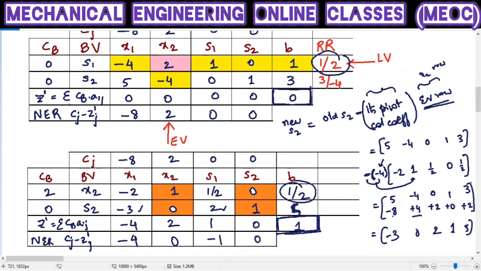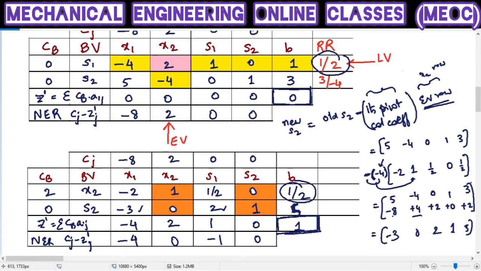So if you see, the net evaluation row always gives you a 0 value for the basic variables. Even in table 1, the basic variables were s1 and s2. So cj minus z will be zeros, because they are already contributing. So there is no further contribution. So here also, in the second table, x2 and s2 are the basic variables. So under that, our net evaluation row will show 0 values.